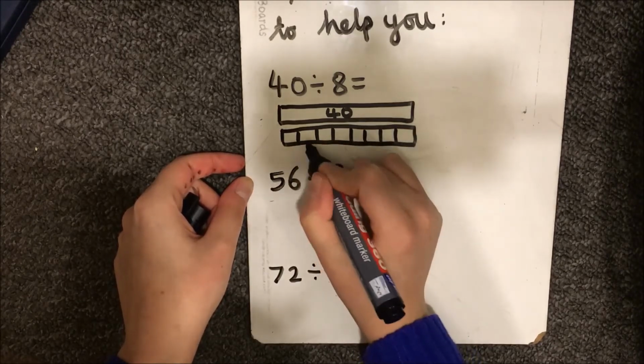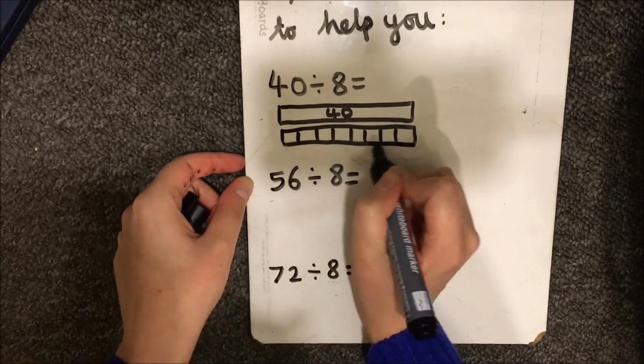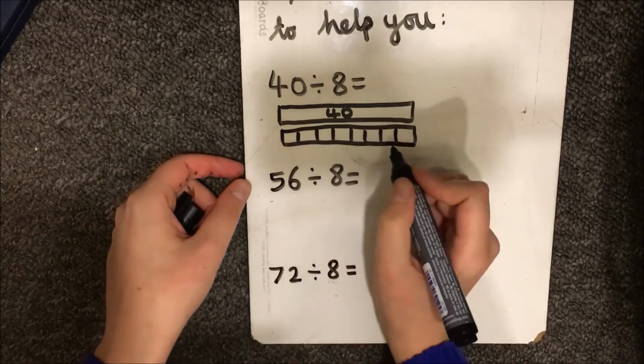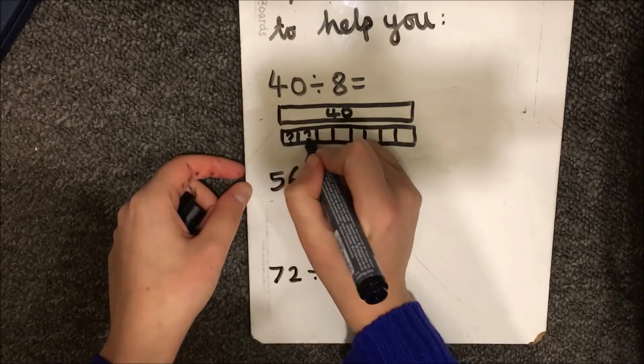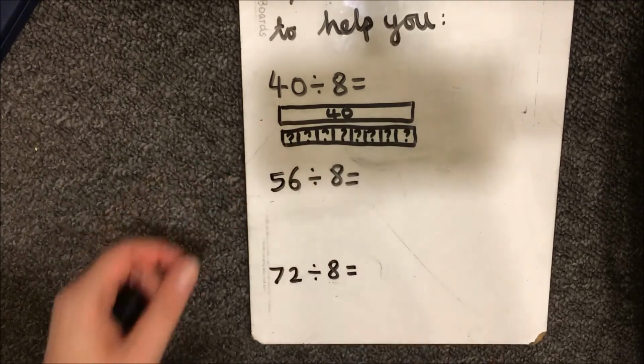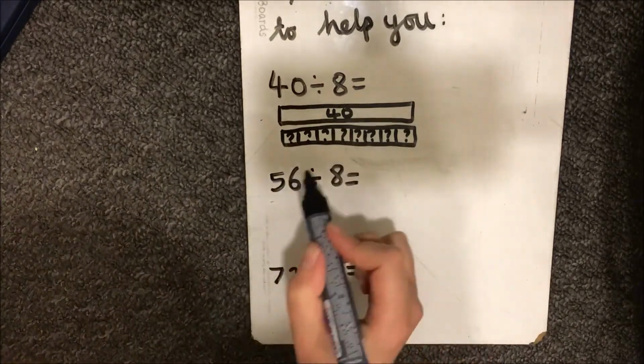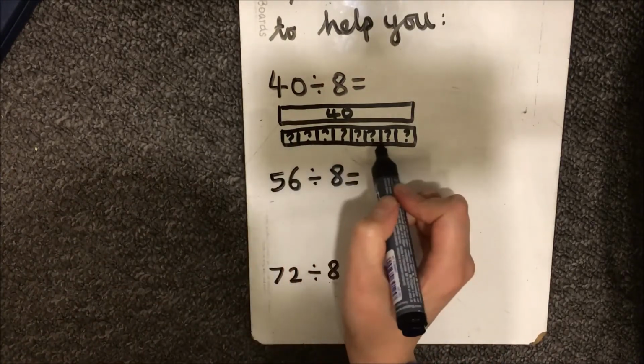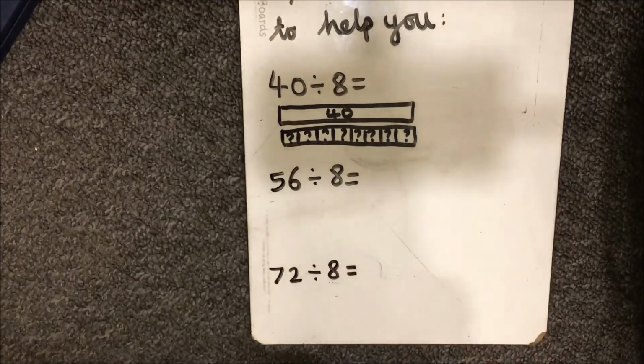Concentration. 1, 2, 3, 4, 5, 6, 7, 8. Okay, but I don't know any of these yet. I don't know my answer. I've got 40 divided or split into 8 groups is the same as something. How can I use my timetables to help me?